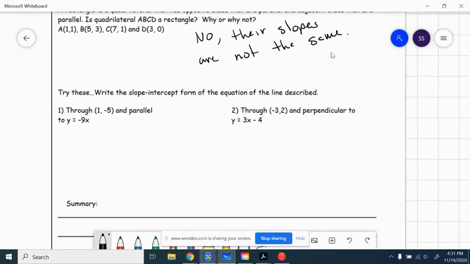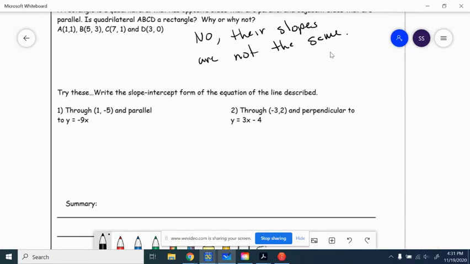All right, so pause the video, give these two problems a shot. We're looking for the equation of a line that passes through these points and is parallel or perpendicular. So remember, to write out an equation of a line, you need an m value and a b value, for both of these. Pause the video, give them a shot. Hopefully you get the same answer as I do.